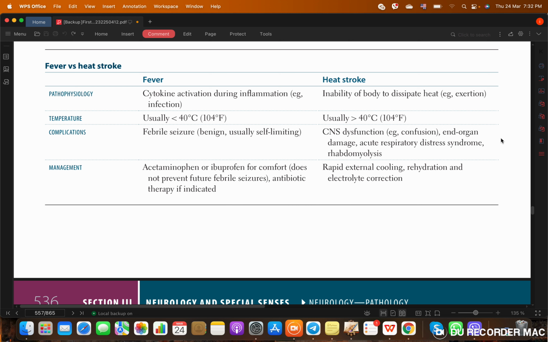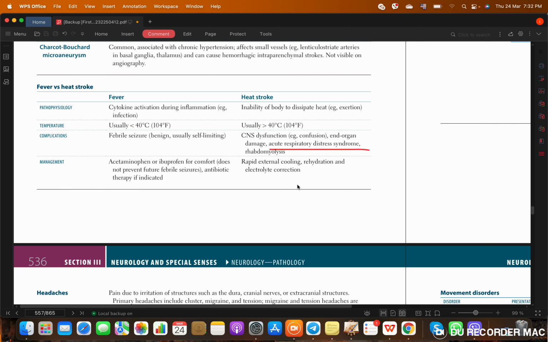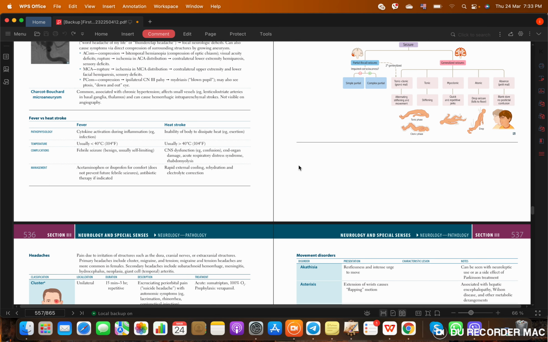So in addition to that, why do they develop ARDS because of the heat stroke? Well, the reason is that in heat stroke, the patient can have destruction of the endothelial cells of the blood vessels, which will allow the fluids and the proteins to pass from the blood vessels into the alveoli, promoting ARDS. You need to do rapid external cooling. Don't give acetaminophen, useless. Rehydration and electrolyte correction, because that's what can kill the patient.